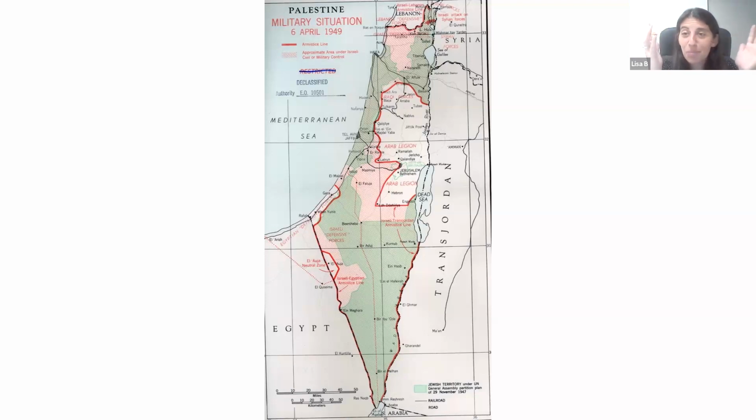Terminology gets twisted at this point a little bit because we have to be very careful about who we're referring to. So if we look at the map here now, the red outline is now where the map of Israel is in 1949.